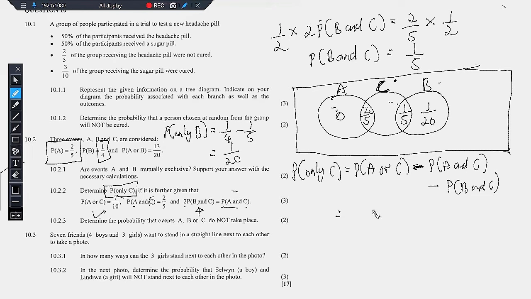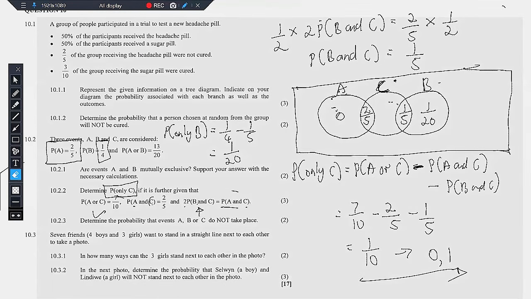So this is 7 over 10 minus the probability of A and C, which is 2 over 5, minus the B and C that we calculated, which is 1 over 5, right? So we are simply just subtracting the intersections only. The 1 over 20 is not part of it. And then that means having to calculate the 1 over 10, right? So I was still punching in my calculator. And then this in decimal form, we can write it as 0.1, right?